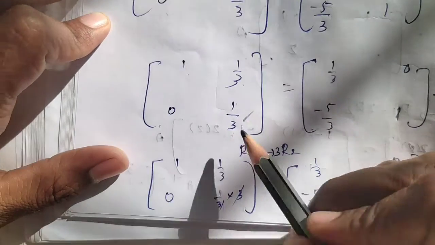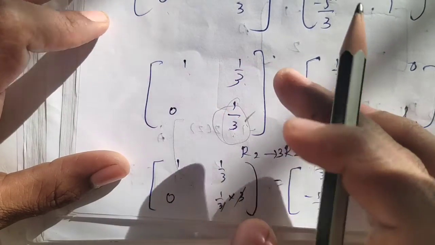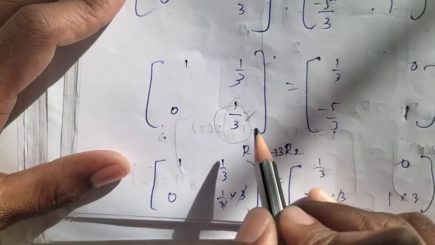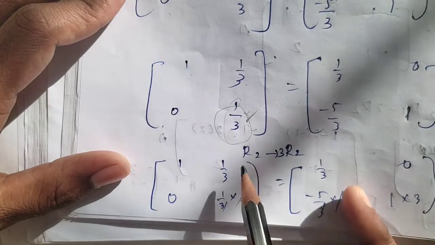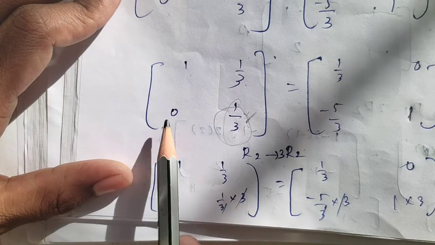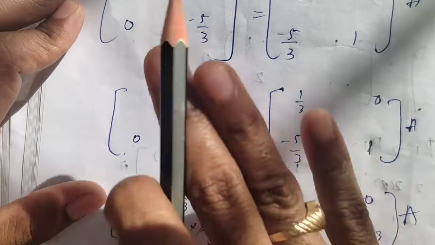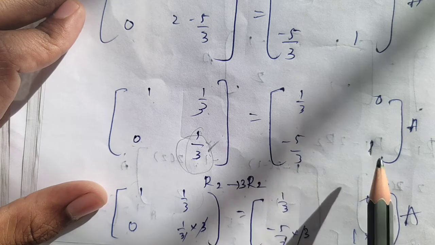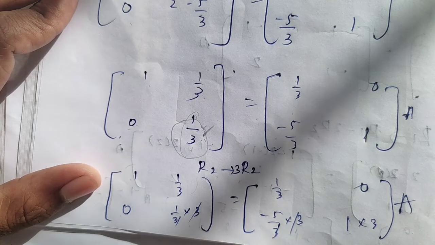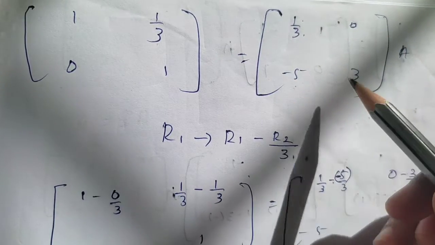The next step is we should make this element 1 without any help of other rows. So I am just multiplying it by 3 so that it will become 1. So R2 tends to 3 R2. R1 is kept as it is. R2 0 into 3 0. 1 by 3 into 3. It is 1. Same thing followed for the RHS side of R2 rows. Minus 5 by 3 into 3. 1 into 3. 1 by 3, 0, 1 is equal to 1 by 3, 0 minus 5, 3 into A.